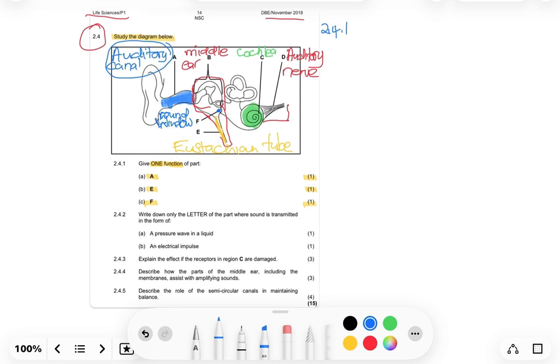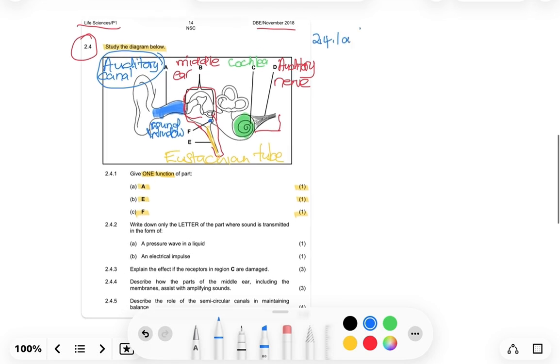Right, so now let's answer it. So we're just going to write the answer there. We're not going to repeat the question. So we're going to say part A would be to transmit sound waves to the tympanic membrane.